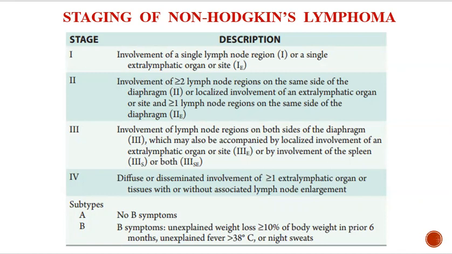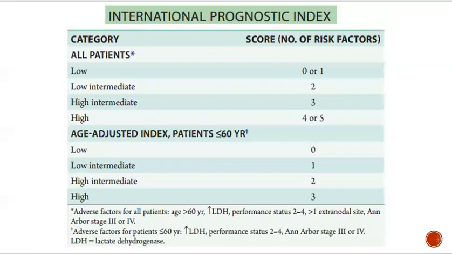The most common staging system is the Ann Arbor classification. In addition, each stage is divided into A, no defined general symptoms, and B, unexplained weight loss of more than 10% of body weight in the previous 6 months, unexplained temperature higher than 38 degrees Celsius, or night sweats categories.